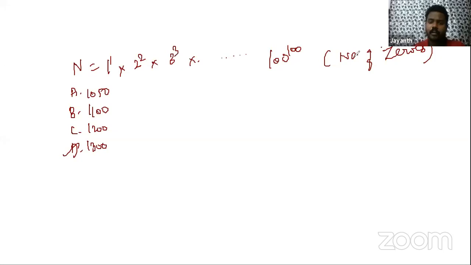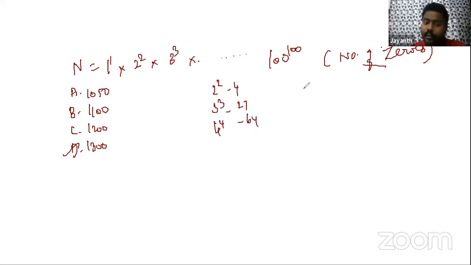Whenever you go for the number of zeros, we need the number of 2s and 5s, right? So first listen here, 1 power 1 is 1, no zeros. 2 square is 4, no zeros. 3 cube is 27, no zeros. Likewise, no zeros or 5s. Next, 4 power 4, which is 64.